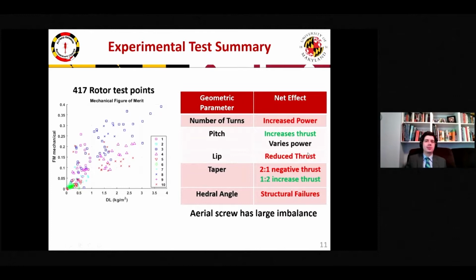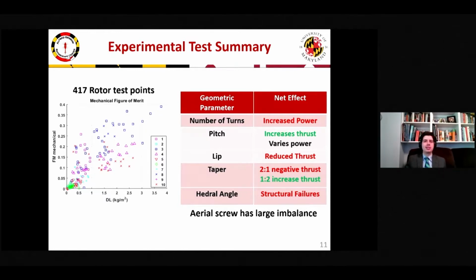Thanks to an incredible effort from our team, especially Ilya, we were able to generate 417 rotor test points before the labs and campus facilities were closed last March due to COVID. Given more time, we would have loved to investigate these parameters even further with more parametric changes. But based on these results, we found that a higher pitch and a 1 to 2 taper ratio tend to generate more thrust than other designs. And we weren't able to test the hedron angle due to structural failures during testing.